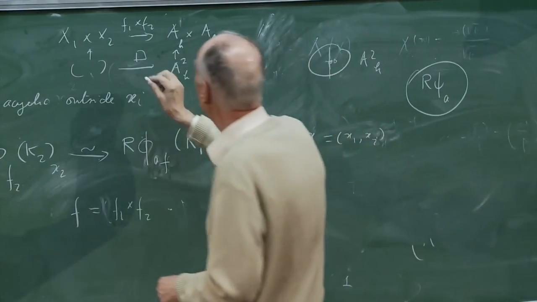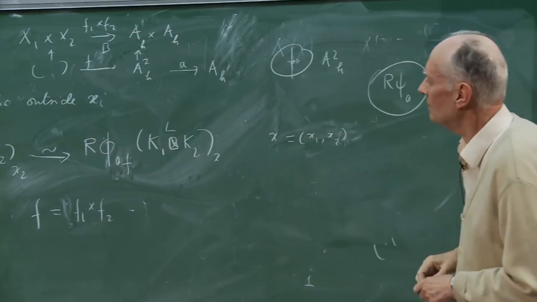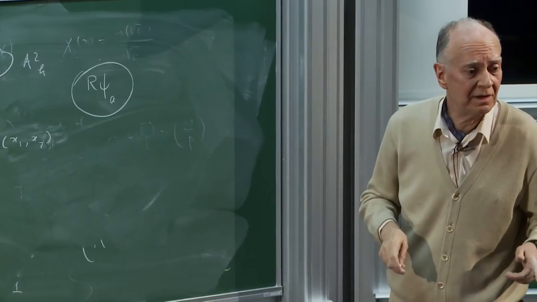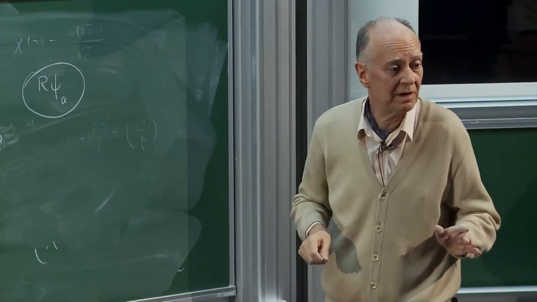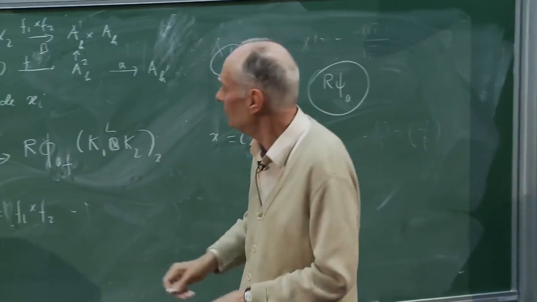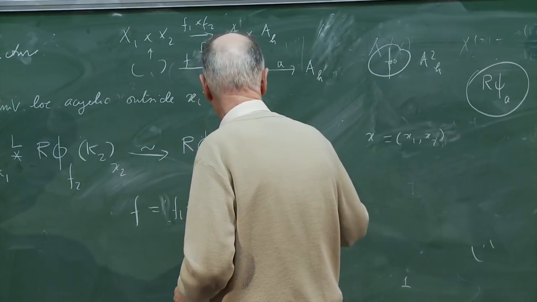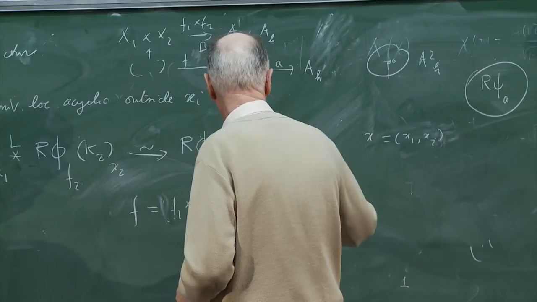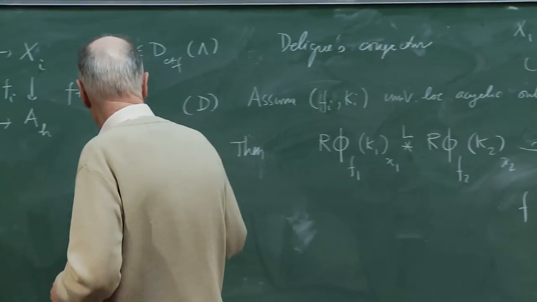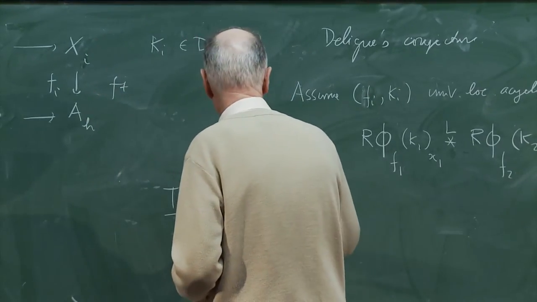Maybe I should write it here. So, is it clear or not? Yeah, it's okay. It's clear. So you take the product and then you apply sum, so you get the sum map. So this AF is somehow the F1 plus F2. Yeah? So my result is that D is true.